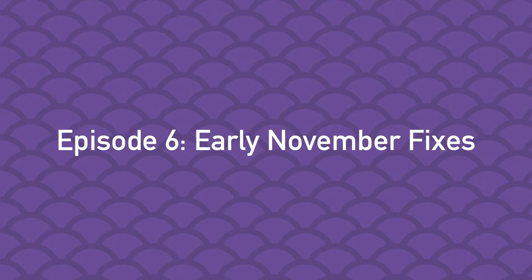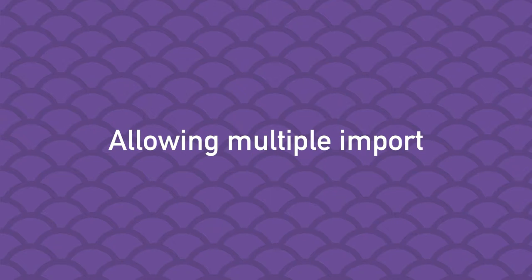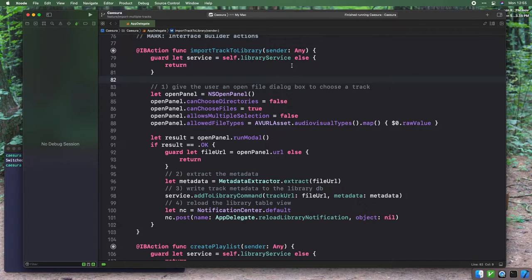Let's get into it. A few of my friends started using Caesura at the end of October, and one frequent complaint was how time-consuming importing music was due to the inability to import multiple tracks at once. That was enough to bump fixing that up to high priority, so let's take a look at how to remedy this. Here we are in Import Track to Library on our AppDelegate class.